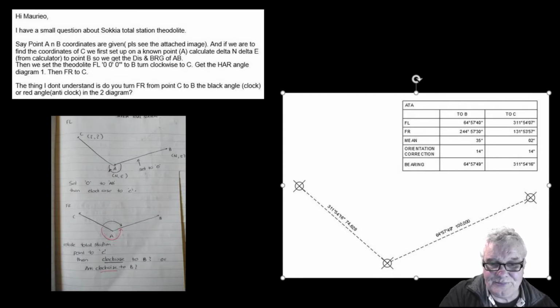So 54.02 in there like so, or I can take 5 off there, 54.02 again, and then I add my orientation correction to C, and that gives me 311.54.16. So now I have got my actual bearings in there. So I'm measuring my actual bearings.